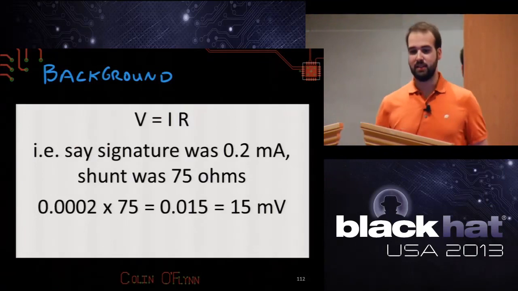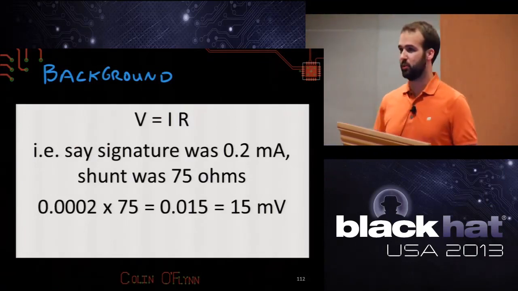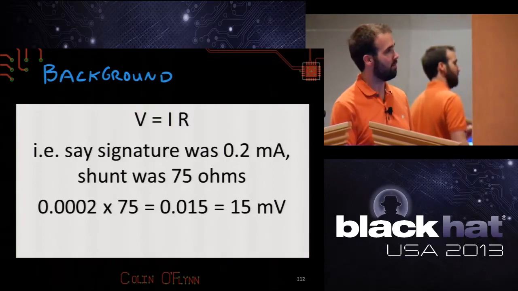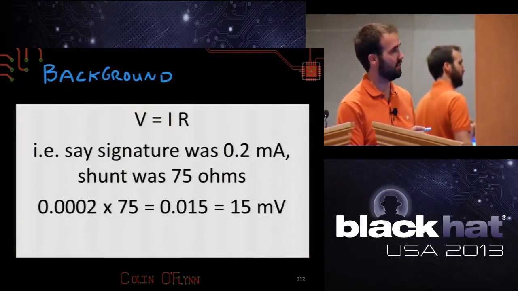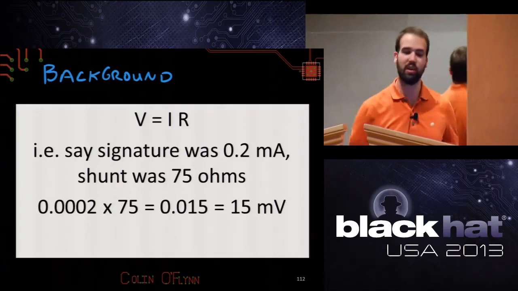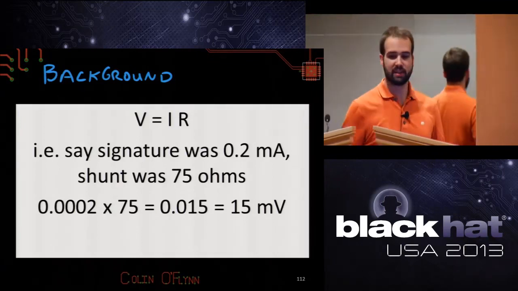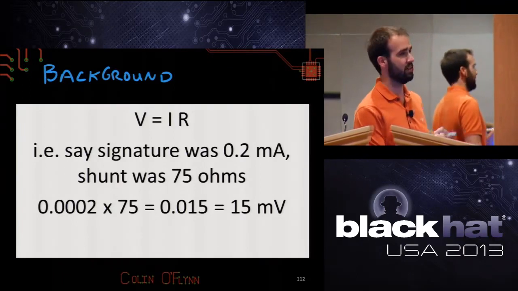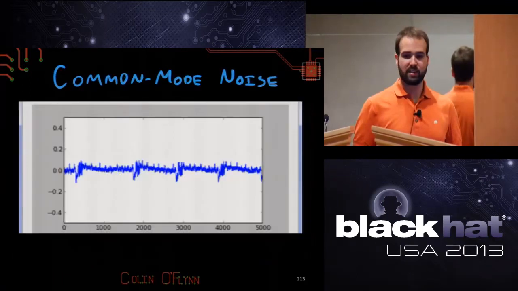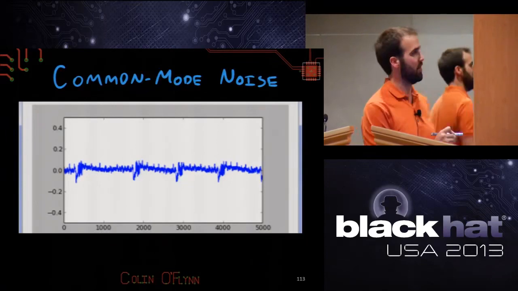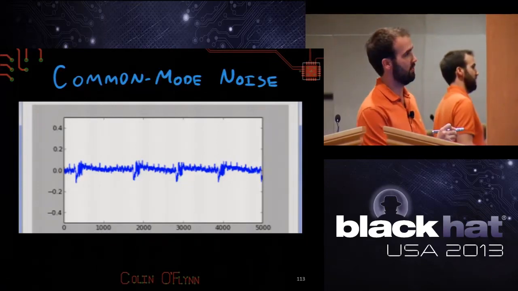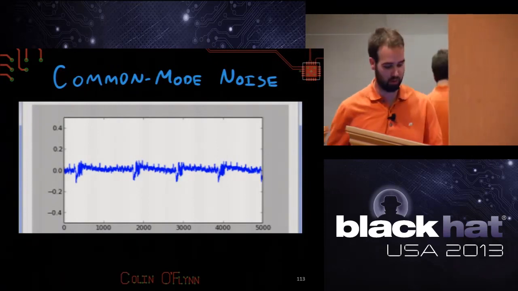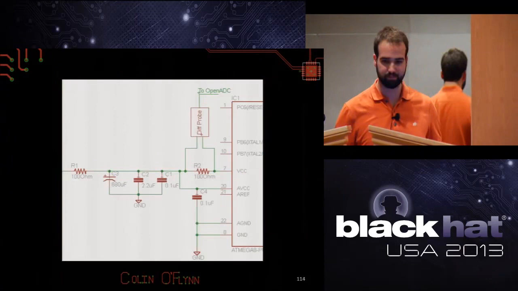Why we use it is we know from before Ohm's law, voltage equals current times resistance. If we were trying to measure something like this 0.2 milliamp signature, so I'm trying to capture a tiny variation in the power across that 75 ohm resistor, it's going to mean I'm trying to measure about 15 millivolts. If we have a lot of noise in the system, this might be 20, 50, 100 millivolts peak to peak of noise, it's going to obliterate that signal, and we're not going to be able to recover the signal.